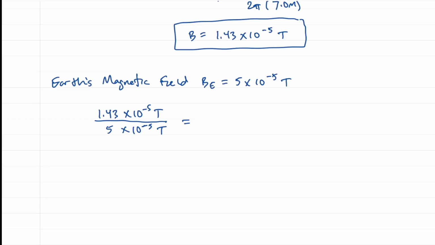Oh, and we multiply by 100%, we get 28.6%, so about 29%. So that is 29% of Earth's magnetic field.